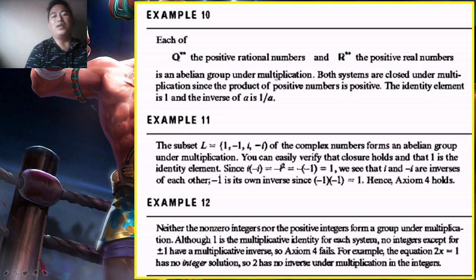So, this is an abelian group under multiplication, with 1 as the identity. Both systems are closed under multiplication since the product of positive numbers is positive. So, closure property, check. Associativity, check, since these are sets of real numbers and satisfy associativity. The identity element is 1, and the inverse of A is 1 over A. Okay. Next, example number 11.